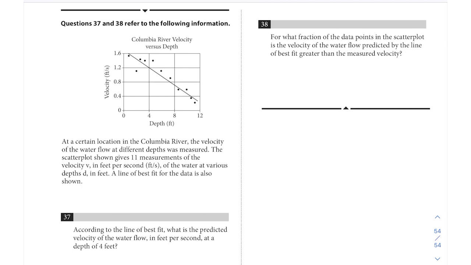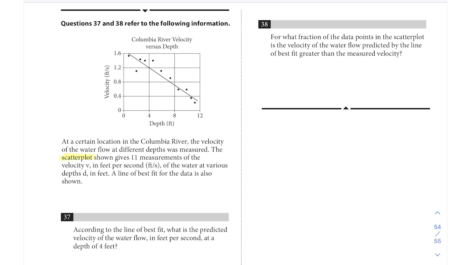Hi, this is Chris, and we are taking a look at the May 2022 SAT, and we are in section 4, looking at the last two grid-in questions, numbers 37 and 38, which refer to the following information. So let's take a look at this information.